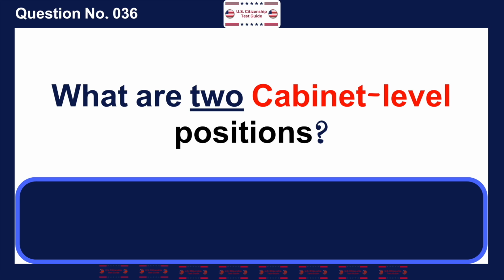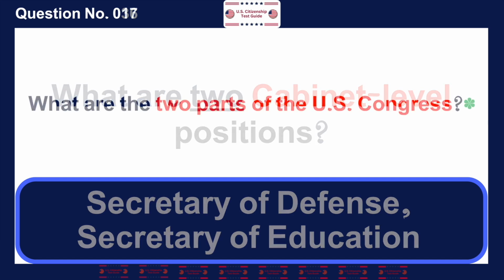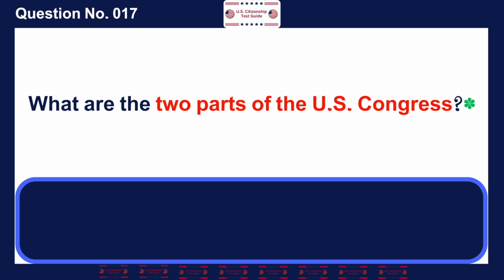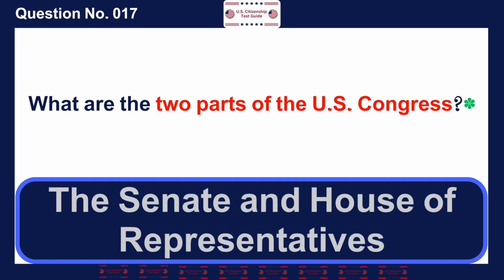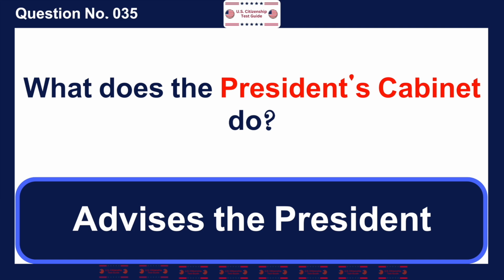What are two cabinet-level positions? Secretary of Defense. Secretary of Education. What are the two parts of the U.S. Congress? The Senate and House of Representatives. What does the President's Cabinet do? Advises the President.